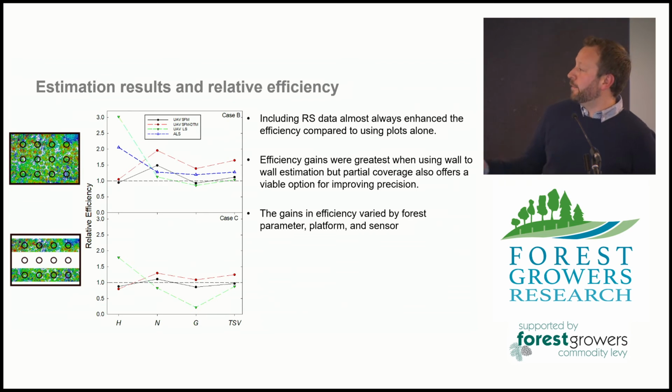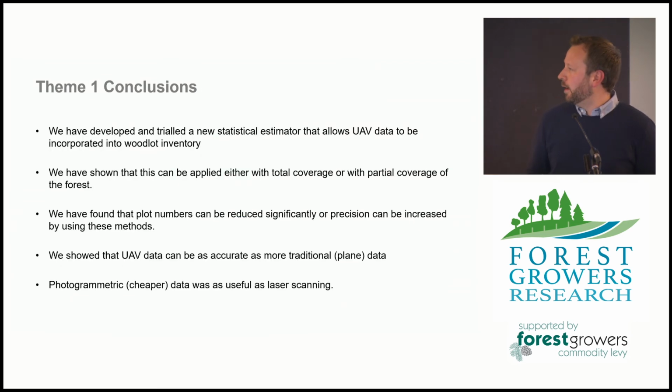The gains in efficiency vary by forest, sensor platform and variable. So in conclusion to this UAV section, we've developed and trialed new statistical estimators that allow this UAV data to be incorporated into woodlot inventory. We've shown that this can be applied when we have wall-to-wall data or partial coverage, and we found that there can be significant gains in precision there. We've also shown that UAV data can be as accurate as more traditional plane-based remote sensing.